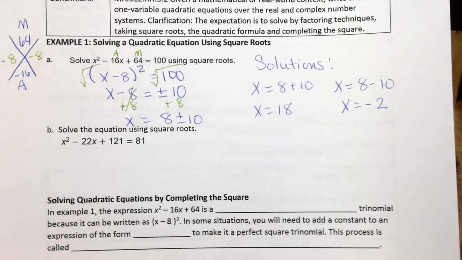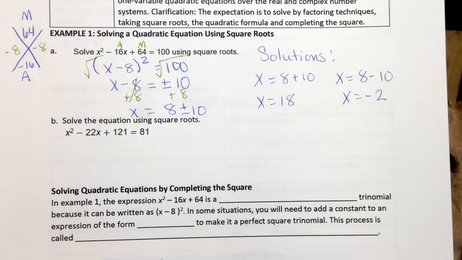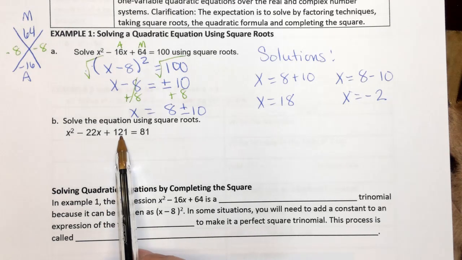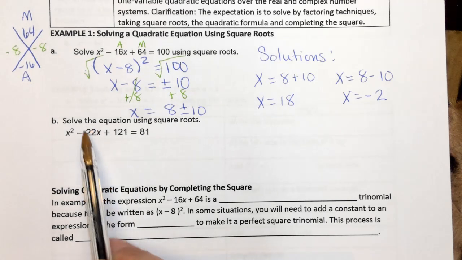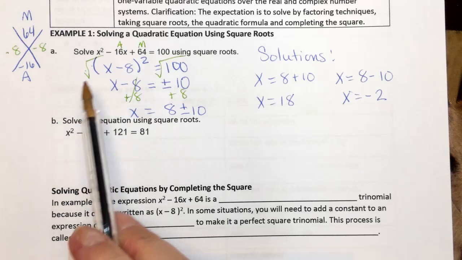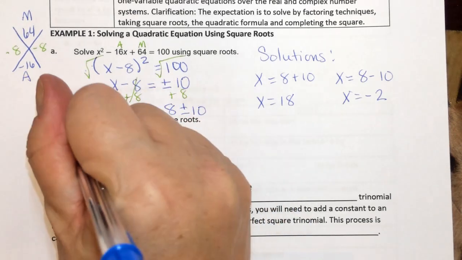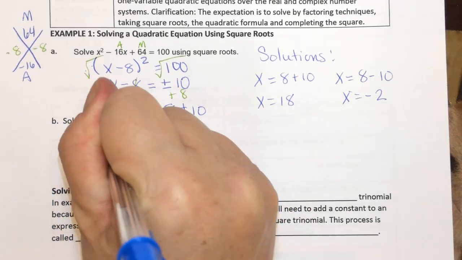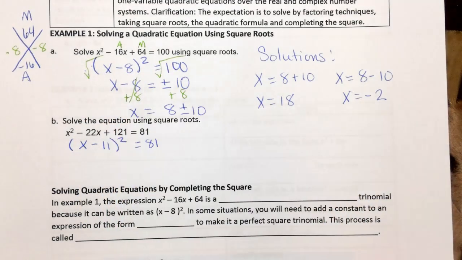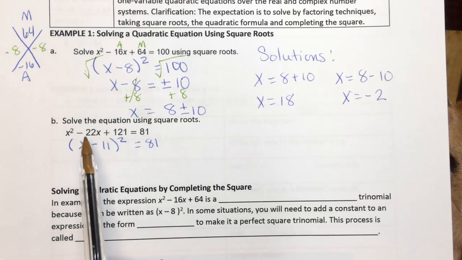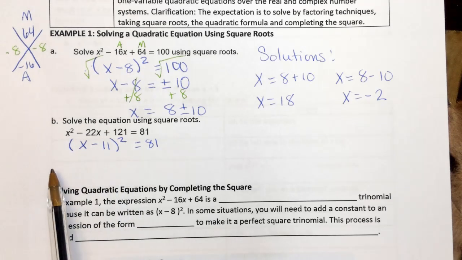All right, let's look at another one. So we have x squared minus 22x plus 121 equals 81. I just want to look first and make sure I have perfect squares. I know 11 times 11 equals 121, and 11 plus 11 is, with the negative, negative 22. So I know that I have a perfect square like I did up here. So I could rewrite it as x minus 11 squared equals 81. All I did was factor this into a binomial.